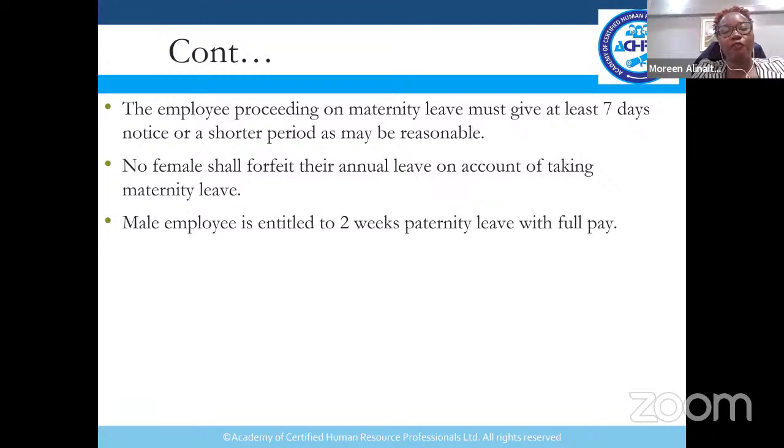No female shall forfeit their annual leave on account of taking maternity leave. We see sometimes in companies, some people asking if somebody has taken maternity leave, are they still entitled to annual leave? Yes, they are entitled to annual leave because annual leave is for every employee, while maternity leave is for only female employees that have children during a year, okay? So yes, they are entitled to their annual leave even if they give birth, even if they have taken maternity leave.